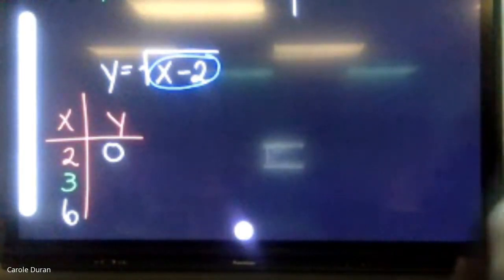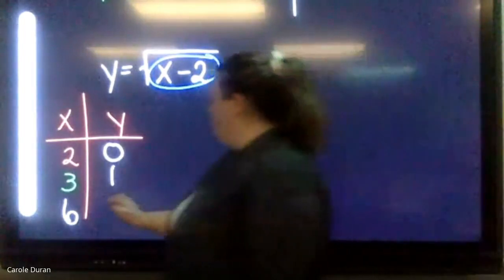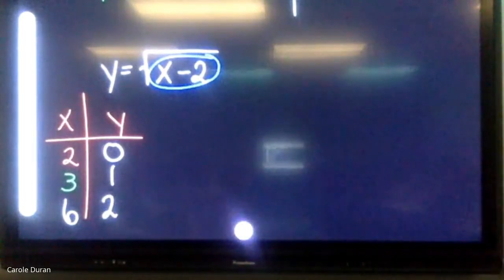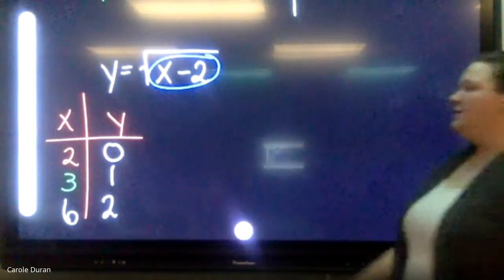I get 1, and the square root of 1 is 1. And then what happens when I plug 6 in? You get 4. I get 4, and the square root of 4 is 2. So now the points I'm plotting are 2, 0, 3, 1, and 6, 2.